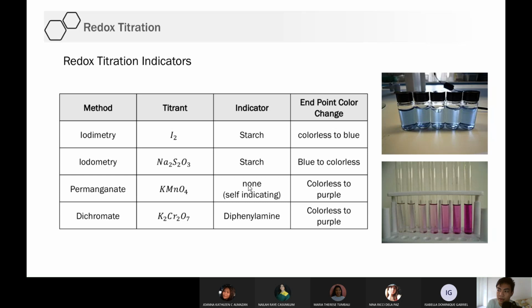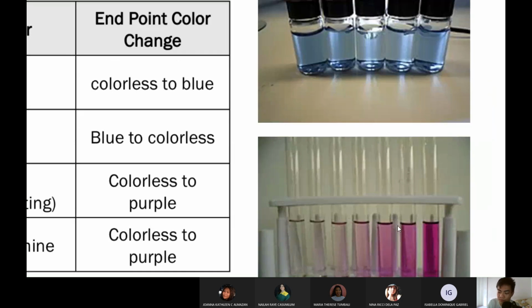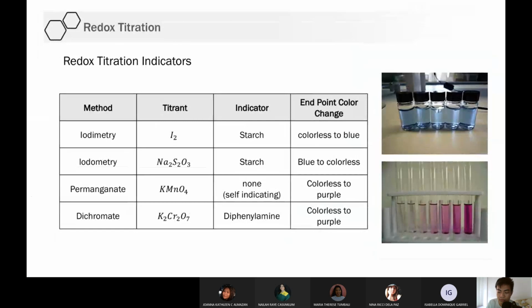What else? Sa permanganate naman, we don't use any indicator. This is self-indicating because yung titrant ay colored. May kulay na to eh. So, ibig sabihin, pag lumabas na yung kulay ng titrant, tapos na yung titration. Okay? So, for example, in this picture, you have a clear one, then pag endpoint ka na, lumalabas na yung kulay ng titrant. So, that's from colorless to purple. It's self-indicating kasi may kulay na yung titrant mismo.